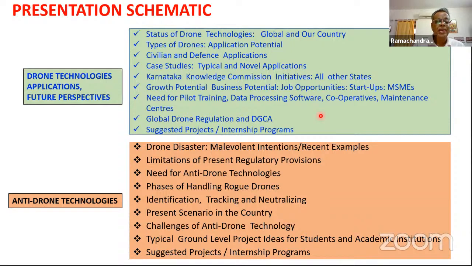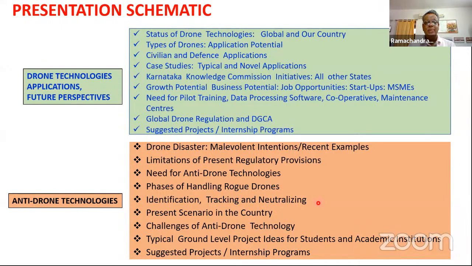And as I said, there is also a need for anti-drone technologists. It's become a disaster, really. What is supposed to be a very societally beneficial technology is possibly turning around to be a big disaster for the system itself. Therefore, we need these anti-drone technologies, to handle so-called rogue or unidentified drones, which basically has about 3 phases: identification, tracking, and neutralizing them. Then, what is the present scenario in the country? We will look at the challenges of anti-drone technology. And similarly, we'll also look at a possible set of projects and internship programs associated with this.